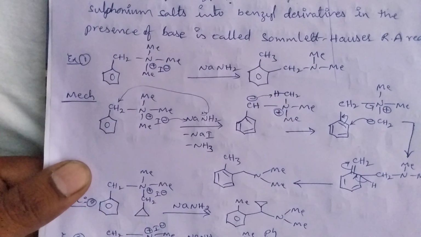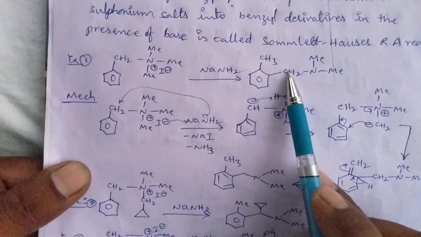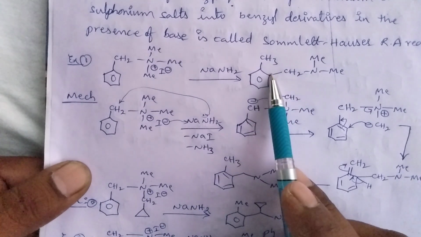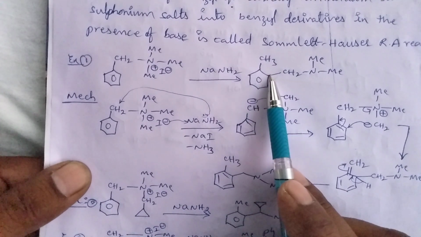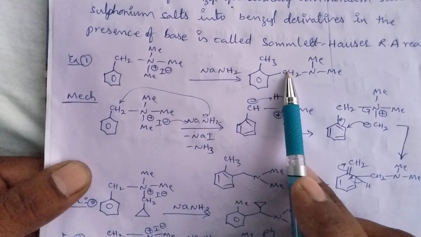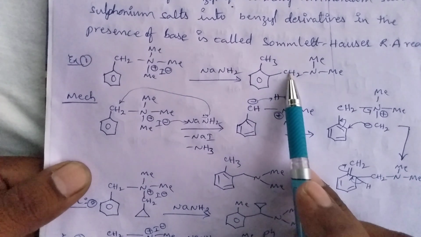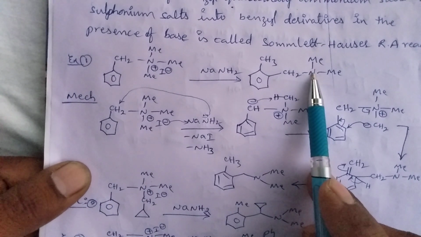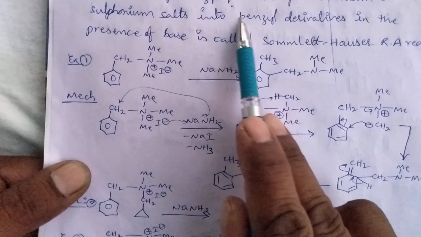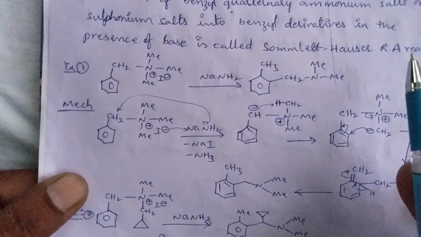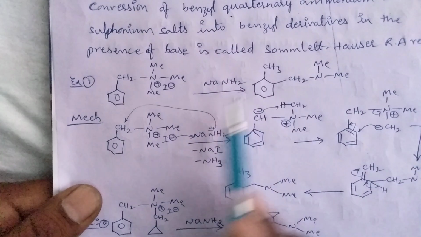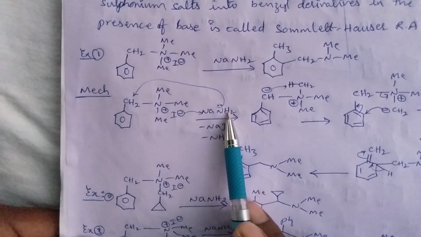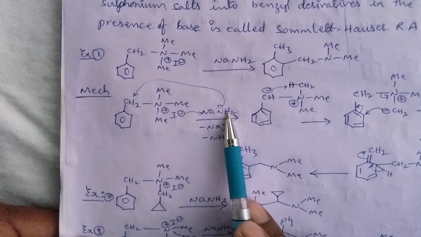Okay, so this is the benzyl position. Generally the adjacent position of the benzene ring is called benzyl position. So here this benzyl position has an amine functional group, which is also considered as a simple benzyl derivative. Okay, so in this mechanism, first the sodium amide is converted into Na plus and NH2 minus.